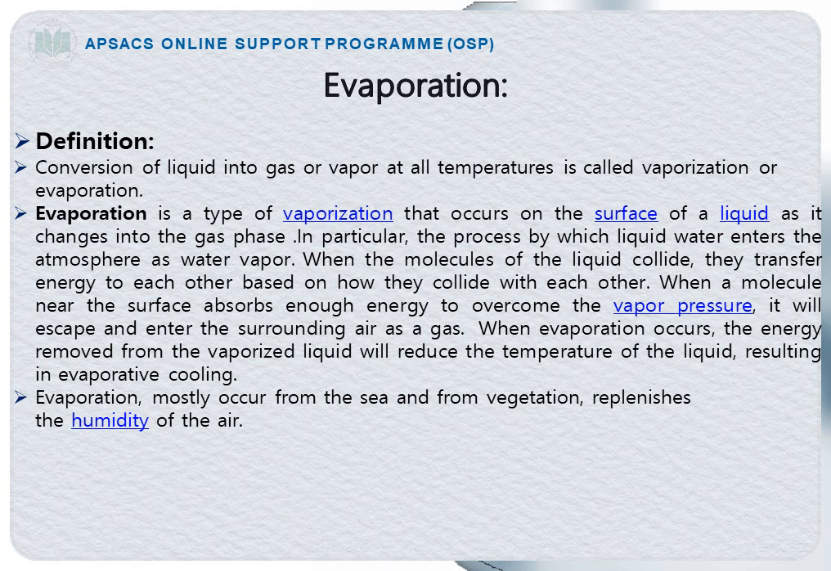Evaporation mostly occurs from the sea and from vegetation, and replenishes the humidity of the air. This means that evaporation occurs from the surface of a liquid, from the surface of water and from the aerial part of the plant. Evaporation from the aerial part of the plant is called transpiration. As you learned about transpiration in bio, it is the evaporation from the aerial part of the plant.